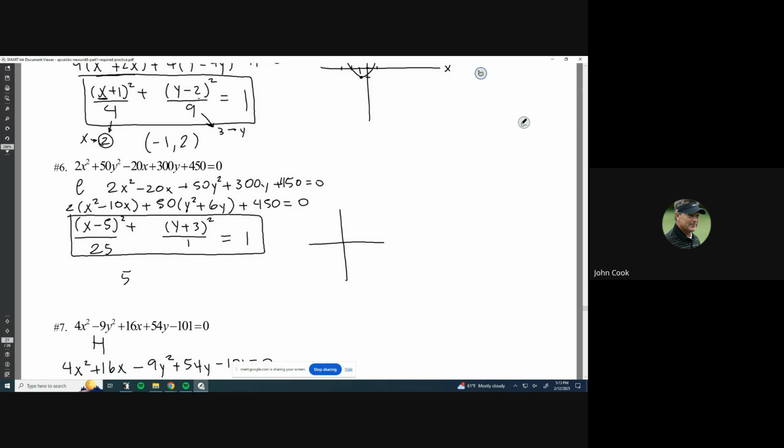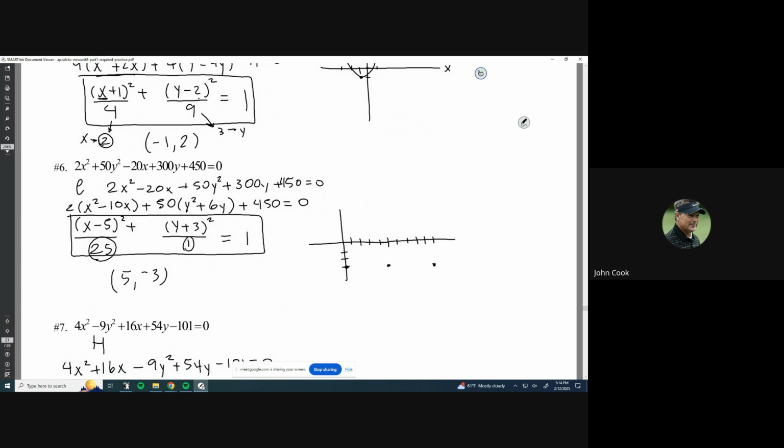So that's going to be a +5 and a -3. So 1, 2, 3, 4, 5, and then down 3, 1, 2, 3. And then it looks like the x radius is going to be 5. So I'm going to go to the left 5, 1, 2, 3, 4, 5. And then to the right 5, 1, 2, 3, 4, 5.